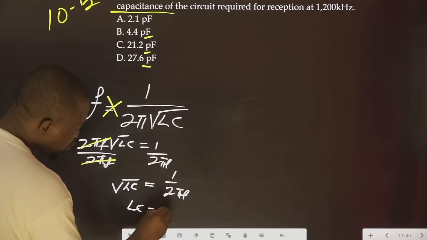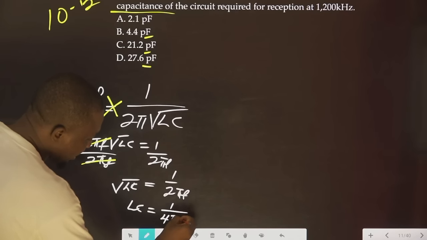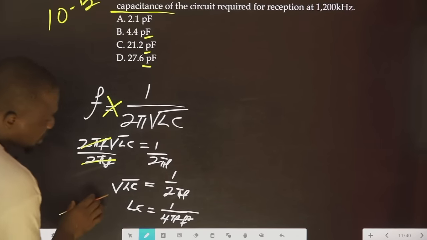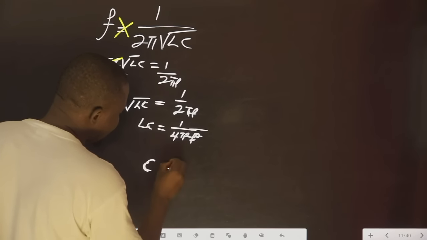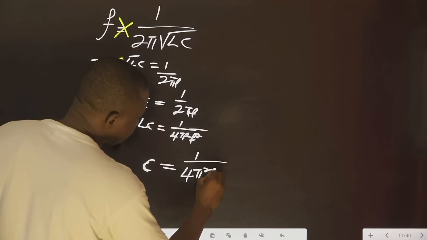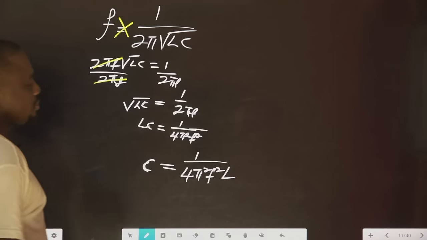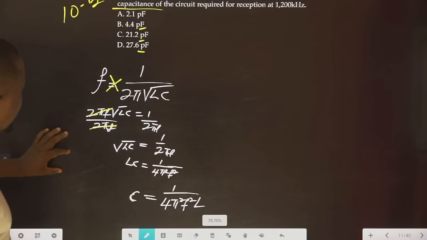We are going to remove the square root, put it to this side. The square of this is 1. The square of this is 4. The square of this is pi square. Then we square this. Then we bring out L to the other side to have this. That is, divide both sides by L. This time, we need to substitute.